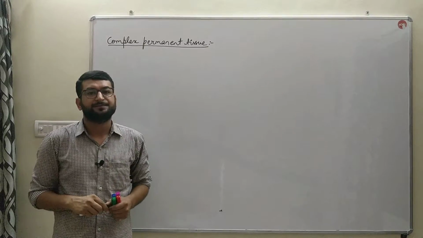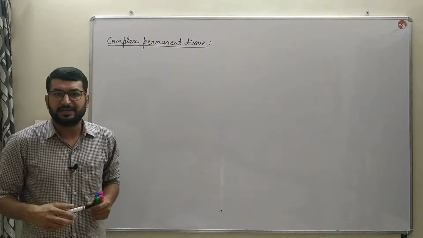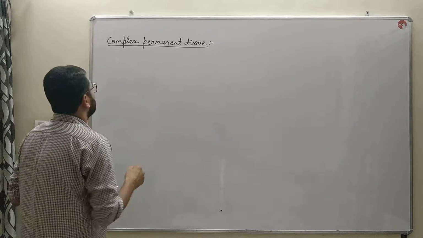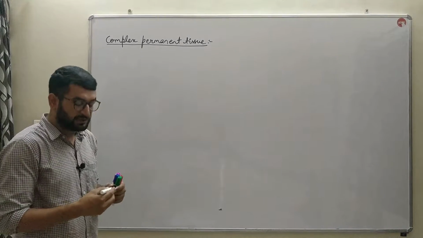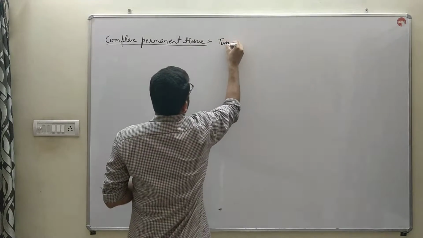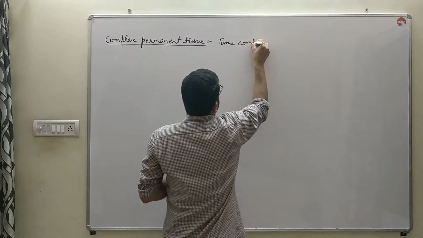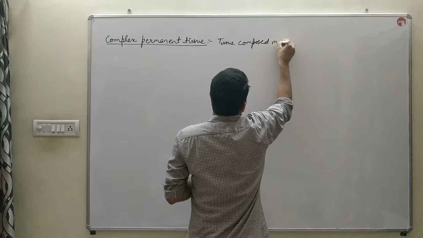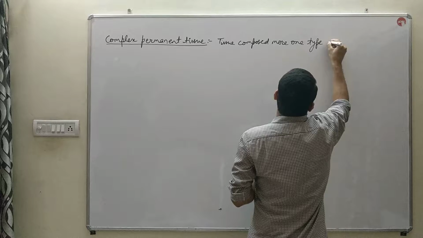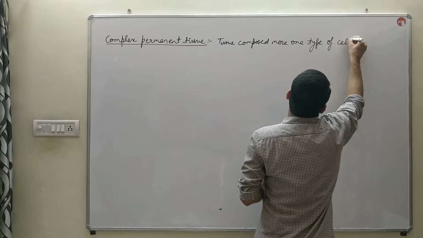Hello students, we are discussing the chapter tissue, and in tissues we'll discuss the complex permanent tissue. What is a complex permanent tissue? The tissue which is composed of more than one type of cells is known as complex permanent tissue.